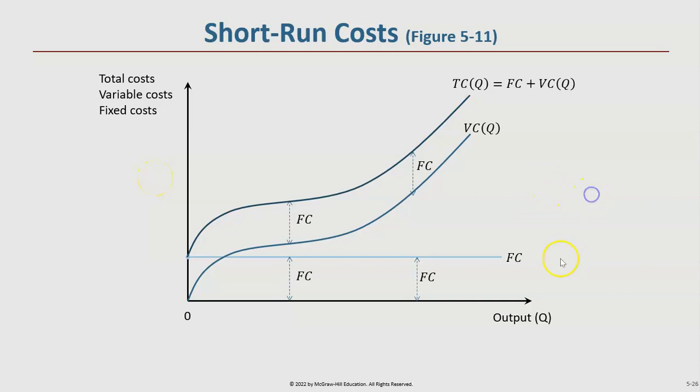Okay, so the total cost curve is equal to the variable cost curve plus the fixed cost curve. So the total cost curve takes on the shape of the variable cost curve. Fixed costs don't change with output, so that is a horizontal line. Okay, so the variable cost curve has a shape that is mildly reminiscent of the production function.